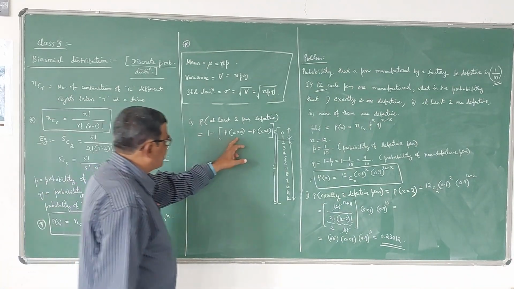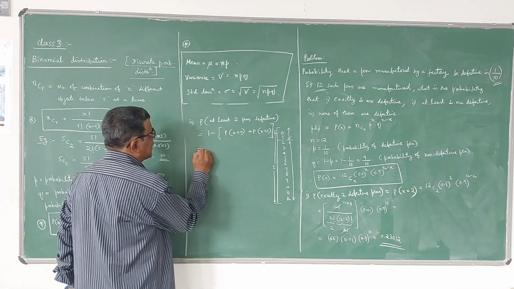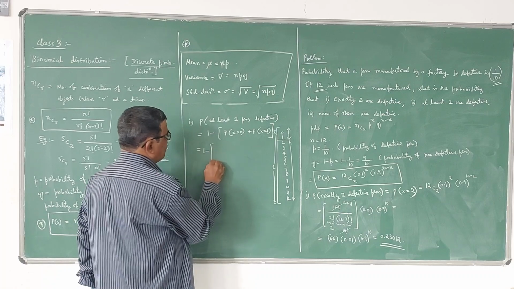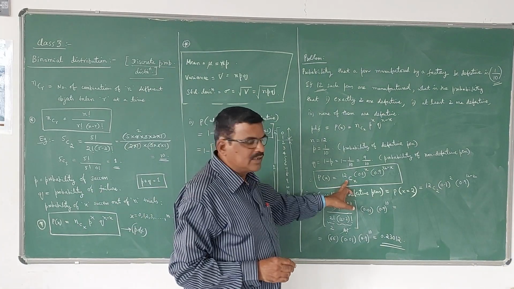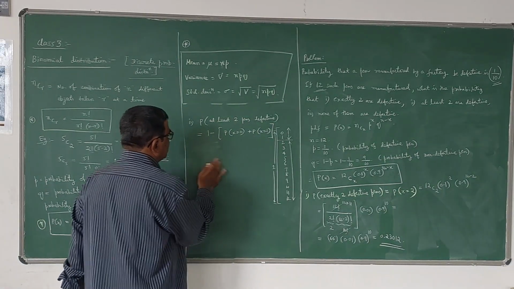That becomes Q. So it is easy. So 1 minus what? P of x is equal to 0. You will have to put x is equal to 0 here. Substitute and find out the point.